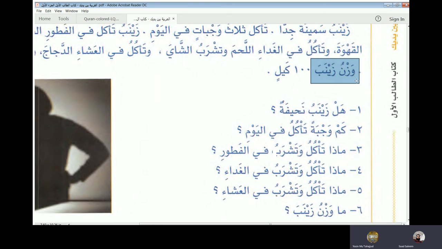It is muzaf. Wazan is muzaf and Zainab is muzaf ilayh. Muzaf has dhamma and muzaf ilayh has kasra. But we are not using kasra here, we are using fatha. Why? Because it is mamnu min as-sarf. When mamnu min as-sarf becomes muzaf ilayh, we don't use kasra with it, we use fatha with it.